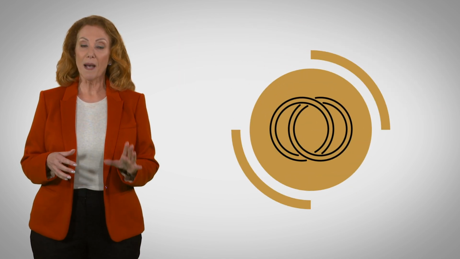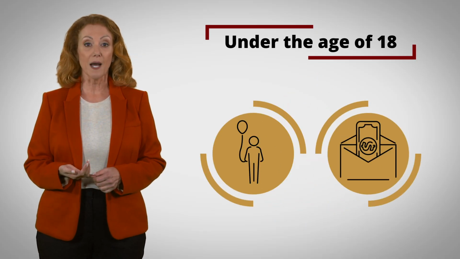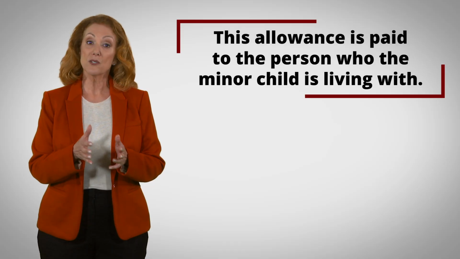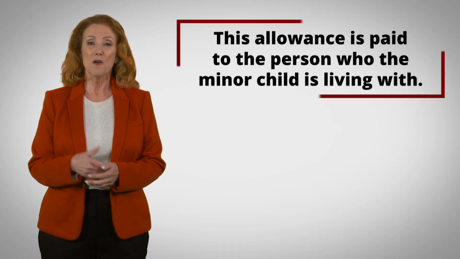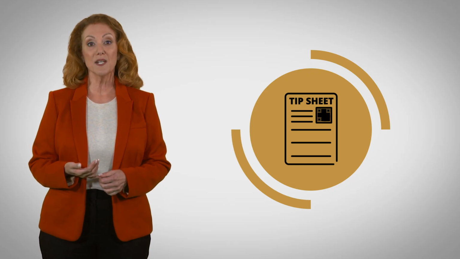The decedent's spouse or registered domestic partner may receive an allowance. Unmarried children of the decedent under the age of 18 receive an allowance as well. This allowance is paid to the person who the minor child is living with. For more information on family allowances, view the tip sheet accompanying this video.